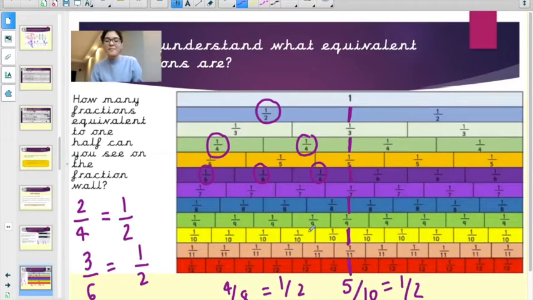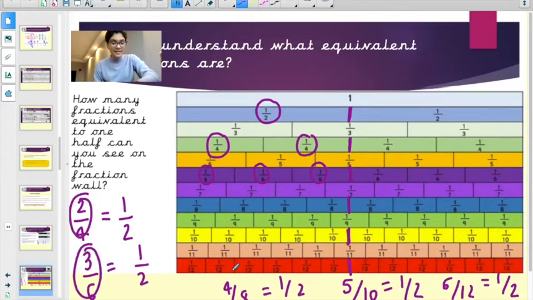I've come across a line there. So what's that fraction? We've got 1/12, 2/12, 3/12, 4/12, 5/12, and 6/12. So 6/12 is equal to a half. Just to remind you, they're equal because they're equal in size. They're the exact same size as one another. So those are all the fractions that are equal to a half. You've got 2/4, 3/6, 4/8, 5/10, and 6/12.